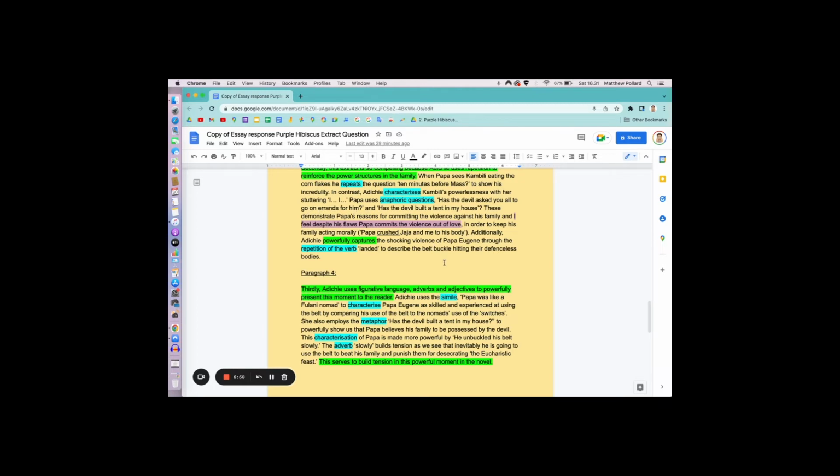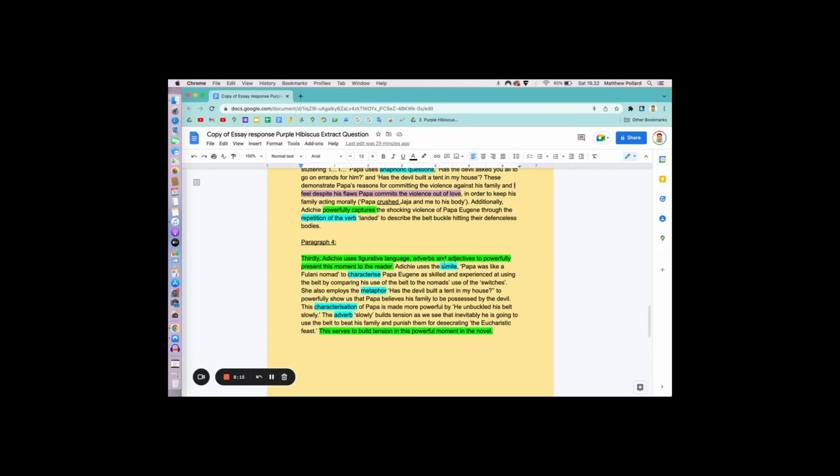These demonstrate Papa's reasons for committing the violence against his family, and I feel despite his flaws, Papa commits the violence out of love, in order to keep his family acting morally. "Papa crushed Jaja and me to his body." Additionally, Adichie powerfully captures the shocking violence of Papa Eugene through the repetition of the verb "landed" to describe the belt buckle hitting their defenseless bodies. By the way, anaphora or anaphoric questions is where a writer repeats a word or phrase at the beginning of successive sentences.